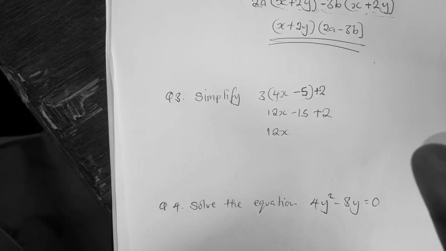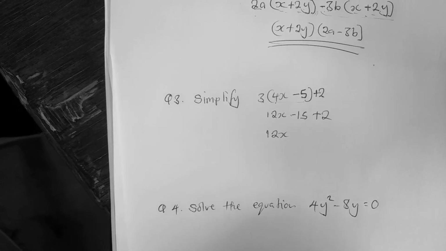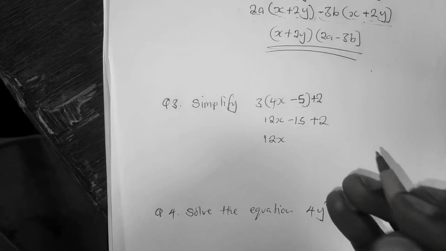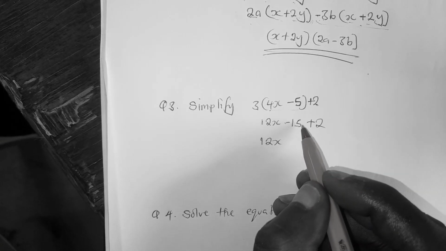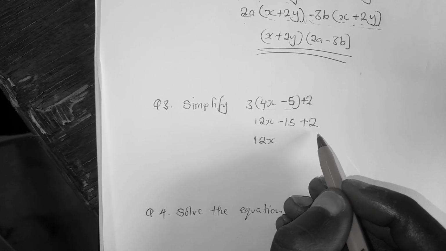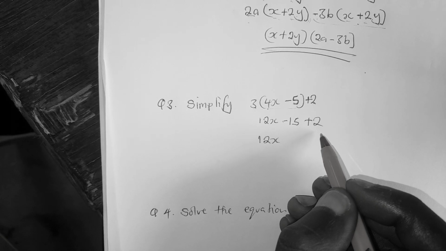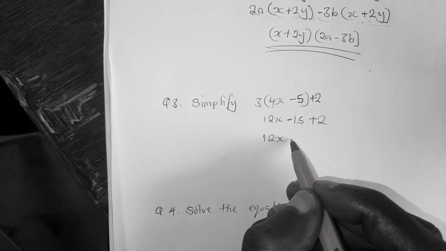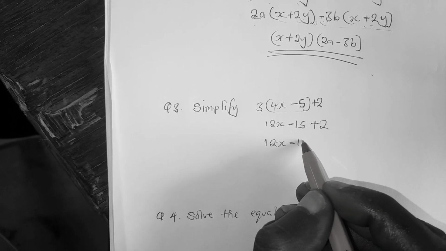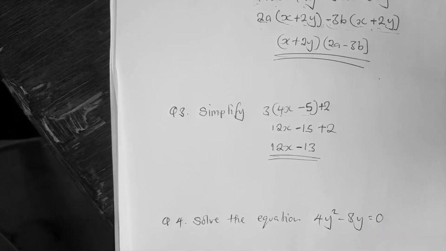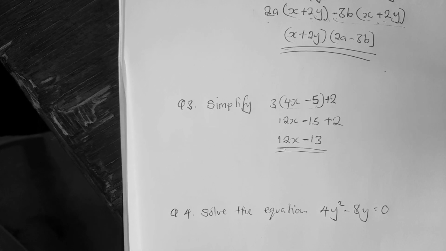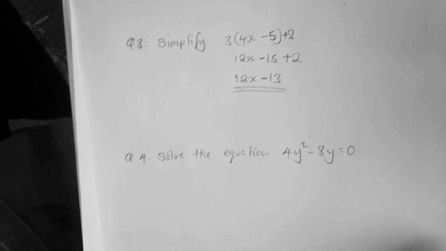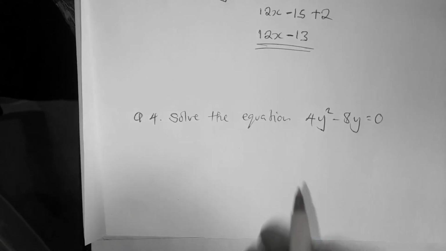Remember, when you have two numbers with different signs, you subtract and take the sign from the bigger number. So when you subtract 15 minus 2, the answer is 13. The bigger number here is 15, and the sign with 15 is negative, so it becomes negative 13, and that's the answer. Then the last one.